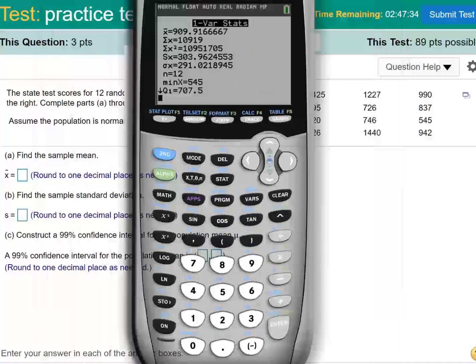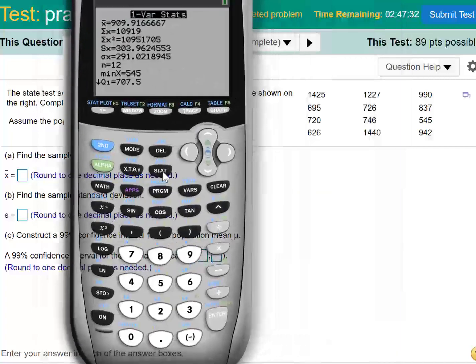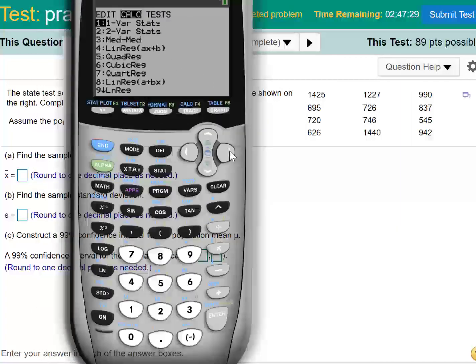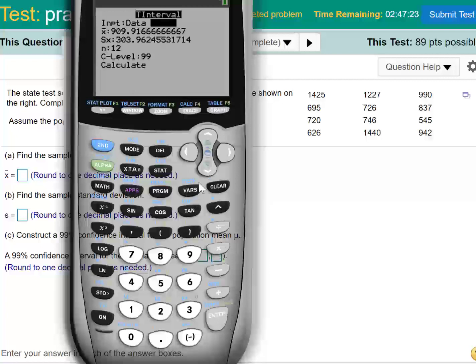Construct a 99% confidence interval. You just go to stat, tests, t-test. If it doesn't give you sigma, it's a t-interval always. So press enter. Data, you have to select data this time because you have the data set. I put my data in L1 and I need 99% confidence.